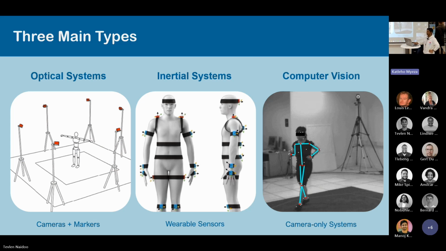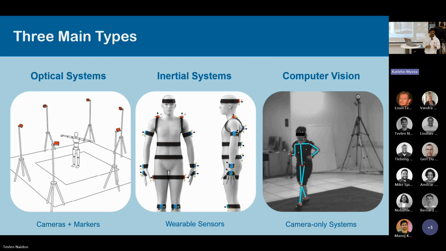The second type is inertial systems, where you cover your body in small electronic devices that contain accelerometers, gyroscopes, and magnetometers, and you combine all of the sensor data to determine the position and orientation of your model. Where optical motion capture relies on cameras and sensors, inertial only uses sensors to determine everything.